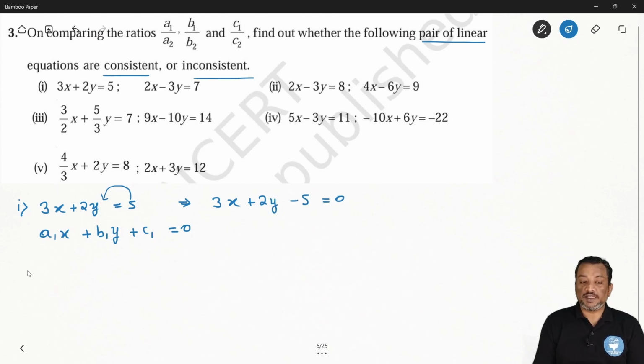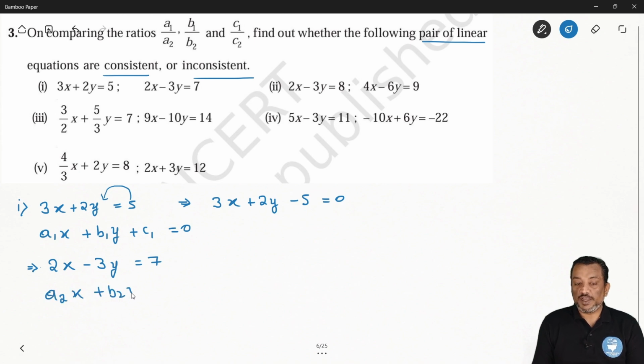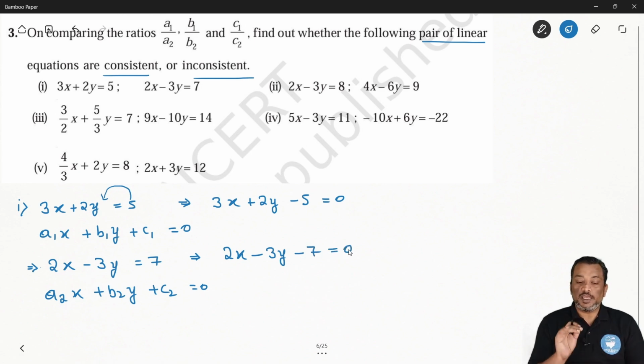ठीक है, सेम वे सेकेंड इक्वेशन को भी हम लेते हैं। So second equation you have 2x minus 3y is equal to 7. ठीक है, now you can say this standard equation is a2x plus b2y plus c2 is equal to 0. So we will bring them, this also is a standard equation. So 2x minus 3y minus 7 is equal to 0 हमने ले आया। अब हमें क्या निकालना है, a1 a2 सबका रेशियो निकालना है. So first one we will start finding this one.